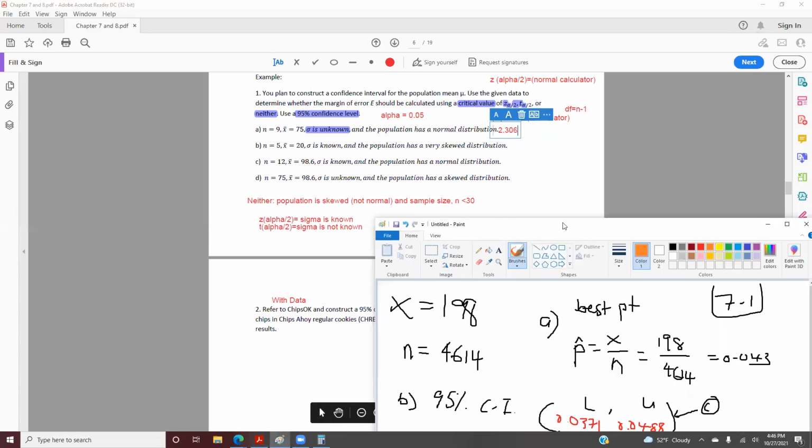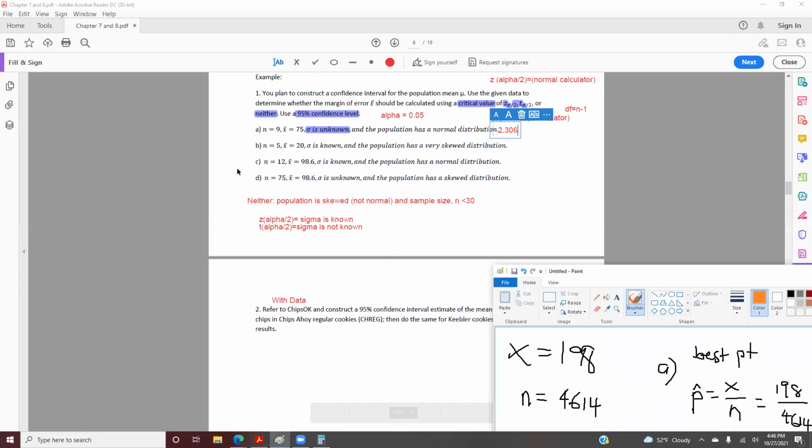Okay. Next, we're going to read question B here. It says that n is 5, the sample mean is 20, sigma is known, and the population is very skewed. So is this a neither, a Z, or a T?